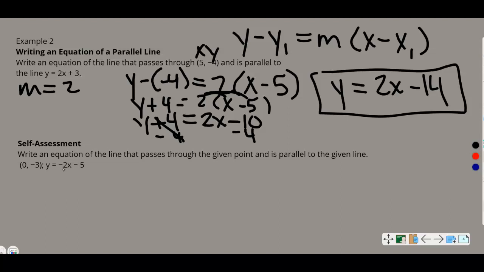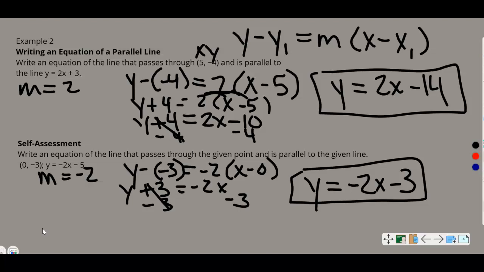You know parallel lines have the same slope, so you're going to work it out exactly like this. Pause the video, work this on your own, and come back to see if you get the right answer. Okay, hopefully you took time to work this out on your own, and you did the same thing. You found the slope using the equation, same slope, and then you put it in point-slope form.